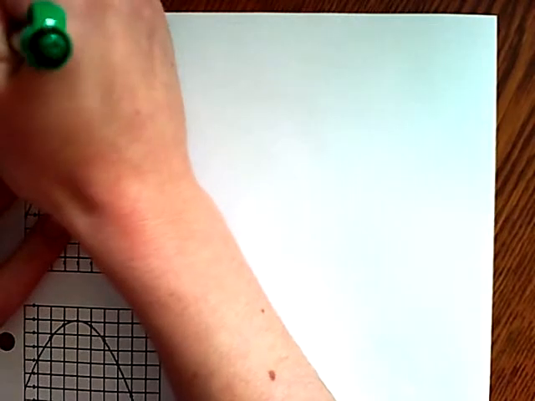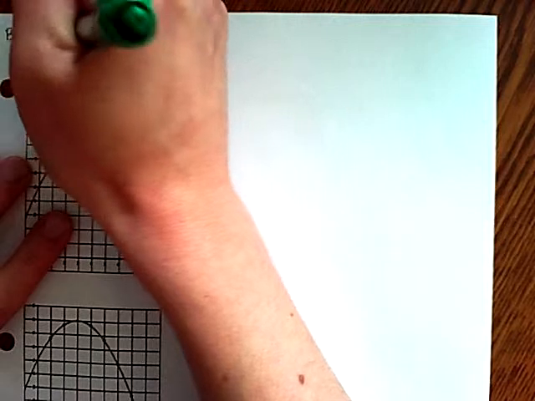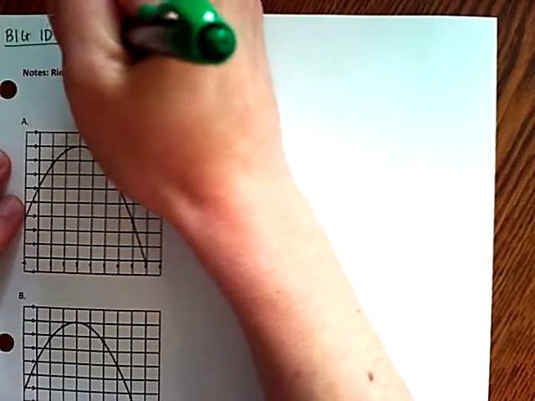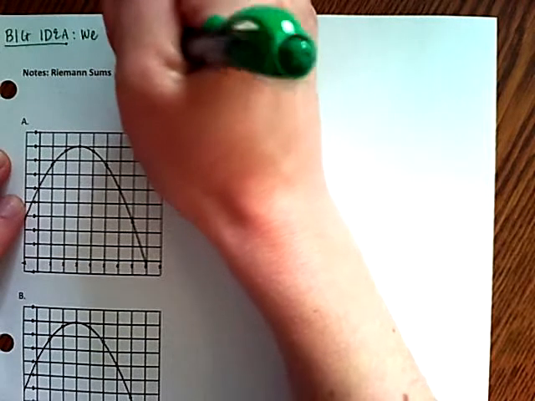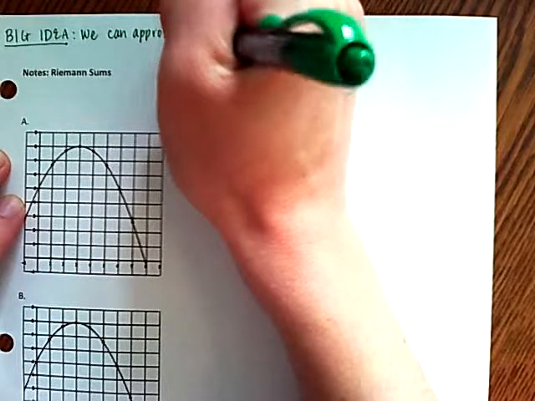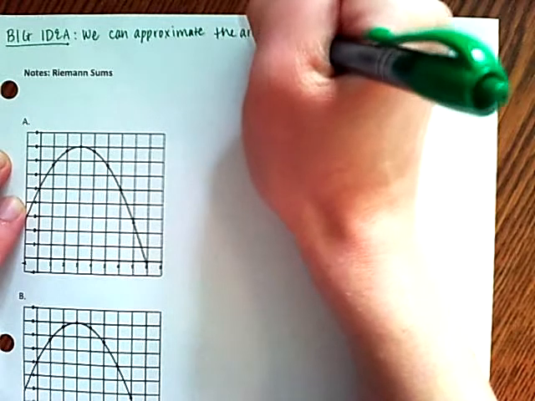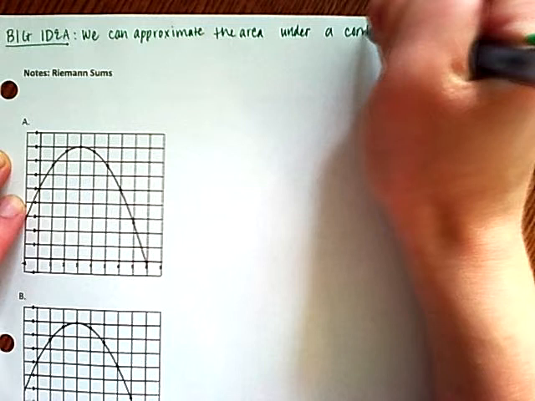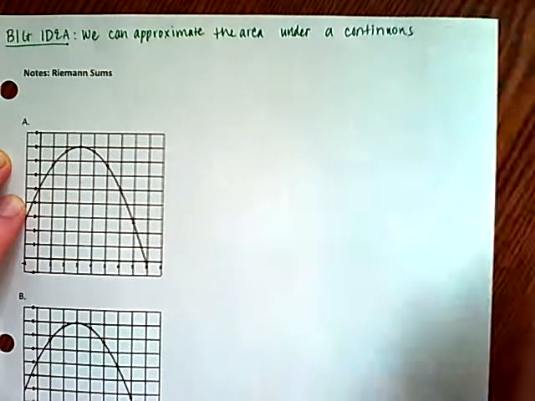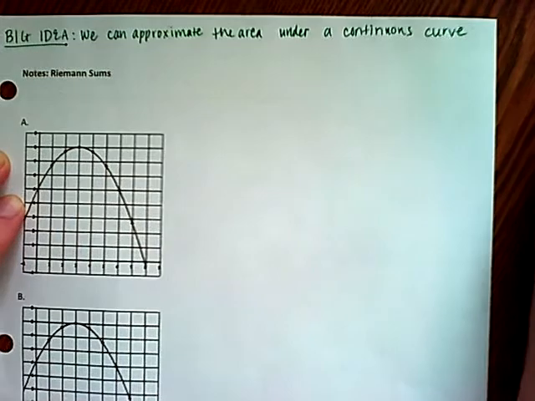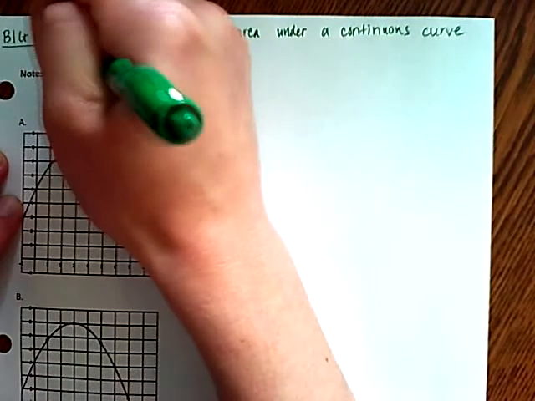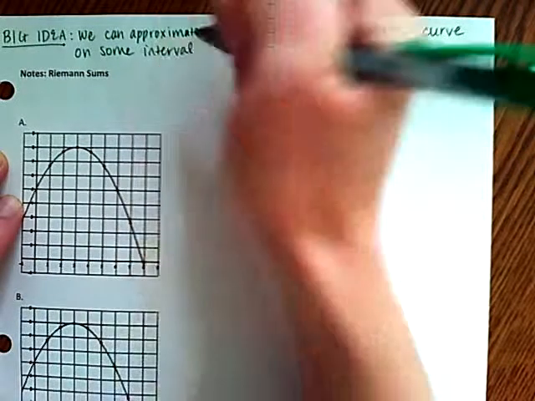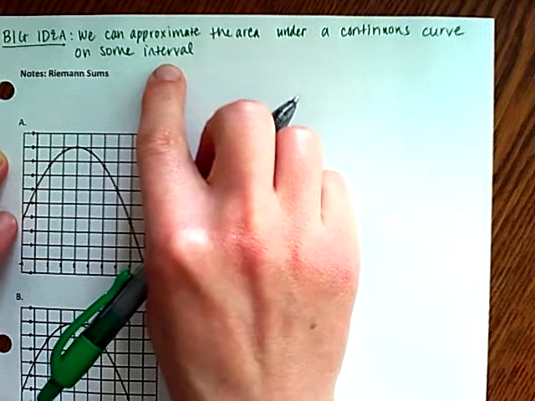So I'm just going to put up top what the big idea here is, which is exactly what I just said. We can approximate the area under a continuous curve on some interval. By interval, I mean like a range of x values or independent variables.